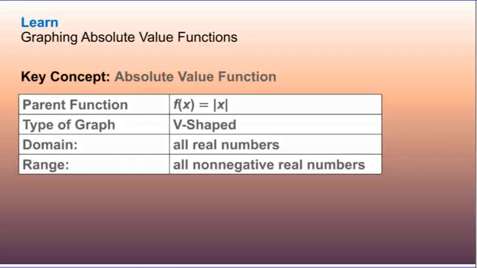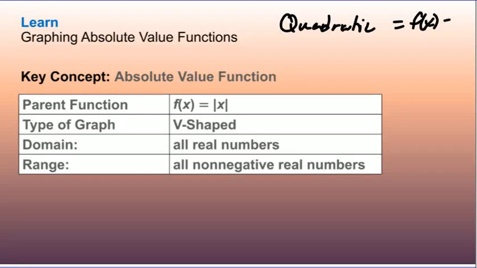Now the parent function, as we said, was f of x equaling absolute value of x. The type of graph is V-shaped, and that is very important because a quadratic would be f of x equaling x squared. Those are parabola shapes, so it's curved down here. So absolute value functions are V-shaped. So it is important how you have the vertex shown as a corner, like a V shape, or as a U shape for quadratic.